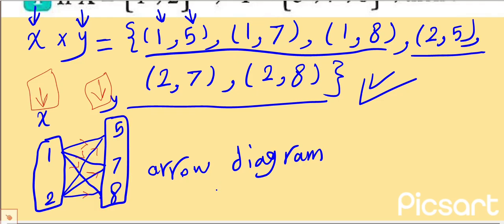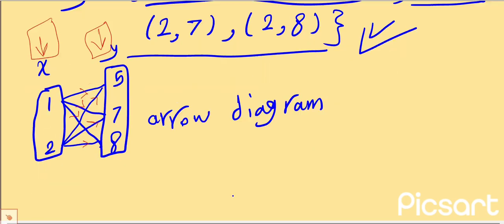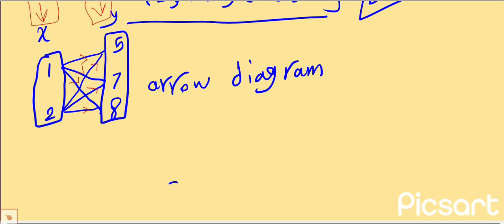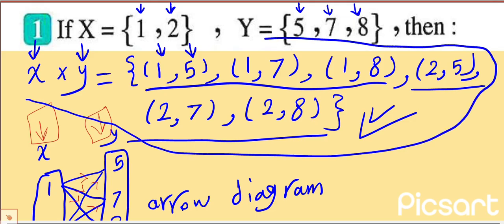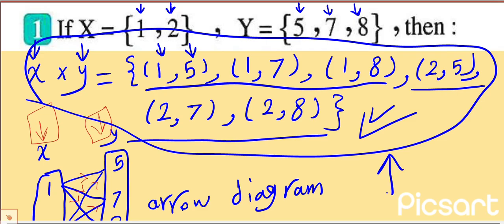And then the other diagram is called the Cartesian diagram. In every question, do I need to use them both, or can I use whichever I want? It depends on the question. If the question says find the product of X and Y, you can write this, and this will be enough. But if the question says write the product of X and Y, then draw the arrow diagram, and then draw the Cartesian diagram, you will do all of them.